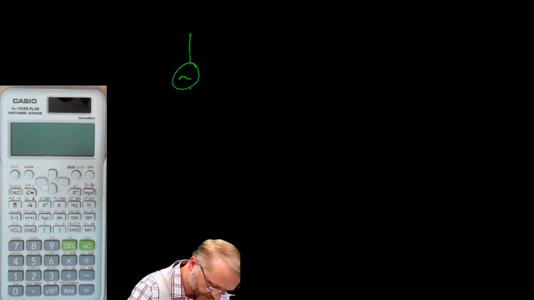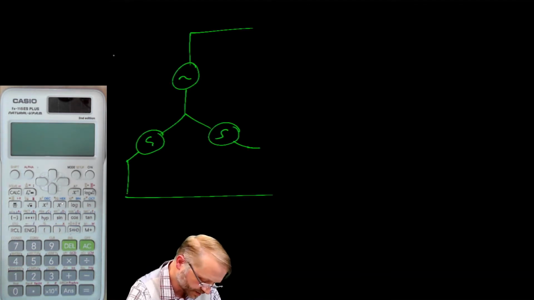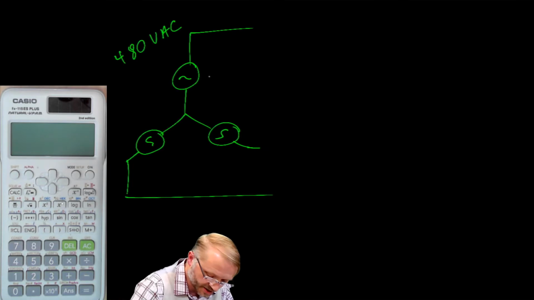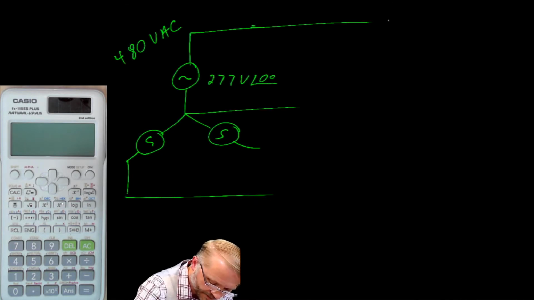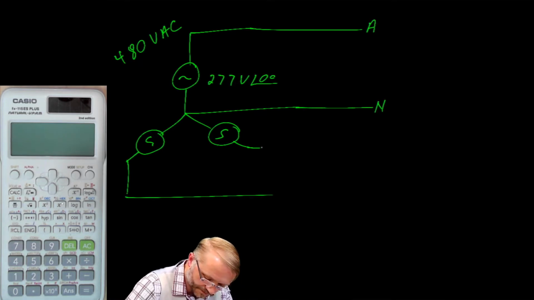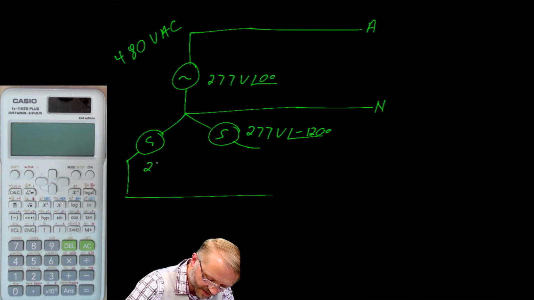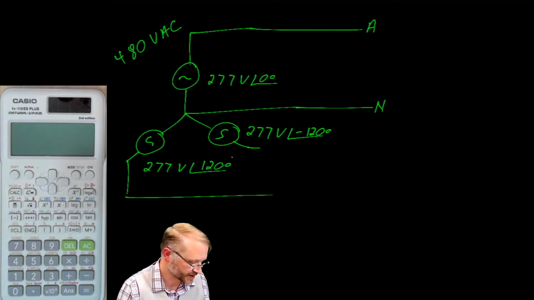In industry, we'll typically encounter a three-phase system. We'll assume this is a 480 volt AC system, which means that each generator or each phase would have 277 volts relative to neutral. We'll let this be phase A. We'll let this be neutral. So phase B, 277 volts at a phase angle of negative 120. And C would be 277 volts at a phase angle of 120 degrees.